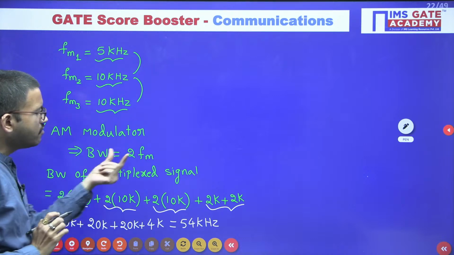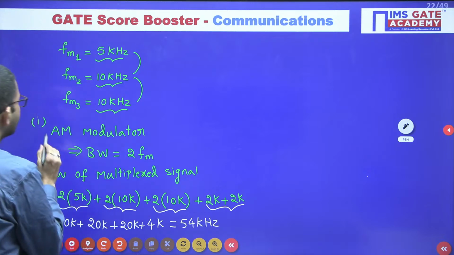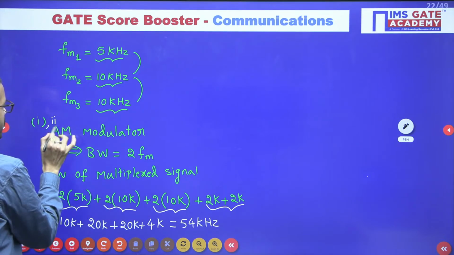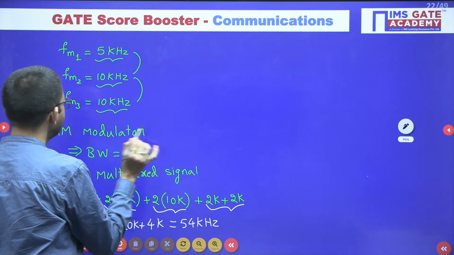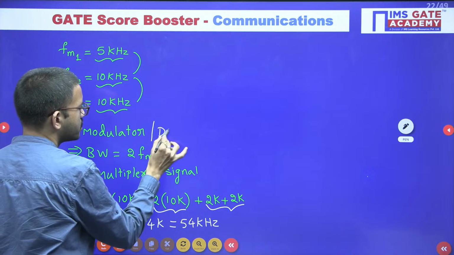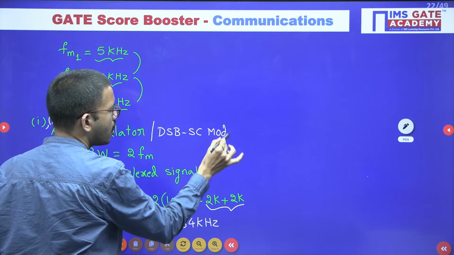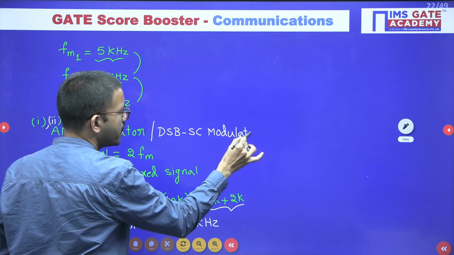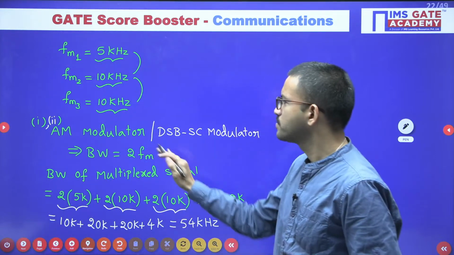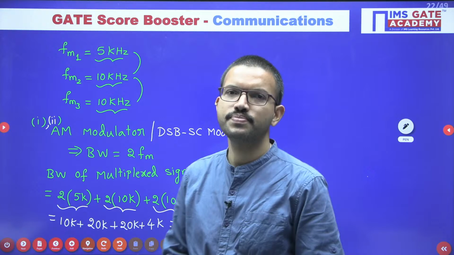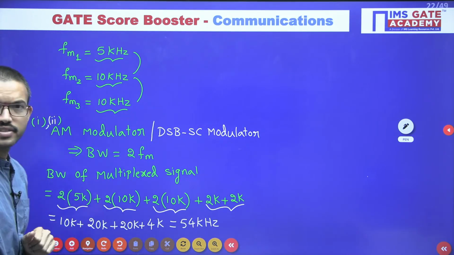Since the bandwidth is the same, the calculation is the same. So for case 1 and case 2, the final answer remains the same. Whether all the modulators are AM or all are DSBSC, the answer remains the same, because the bandwidth of the AM signal and the DSBSC signal are both 2 FM. So it is 54 kHz for the first case and the second case.